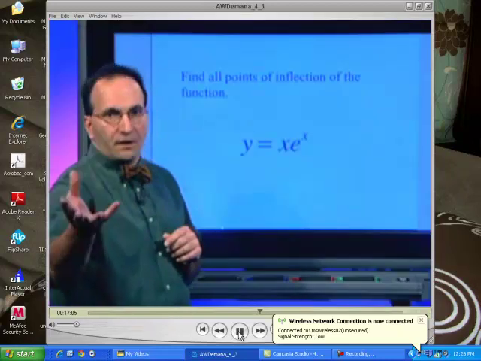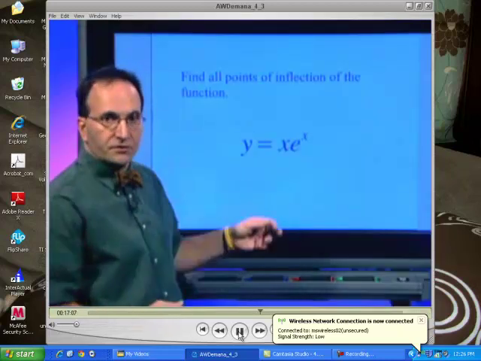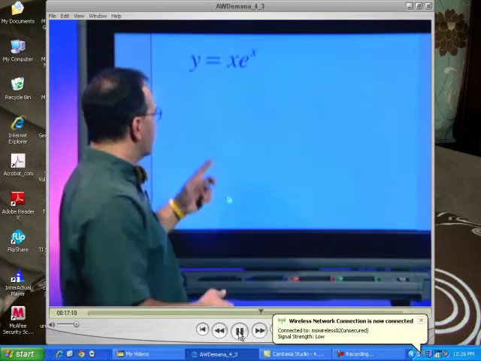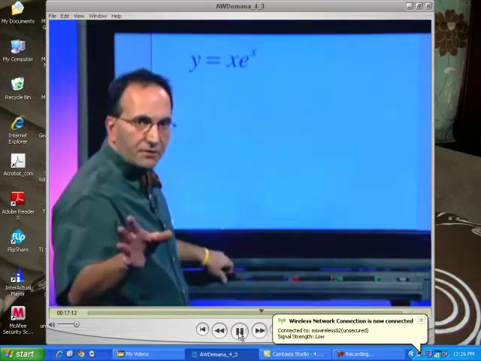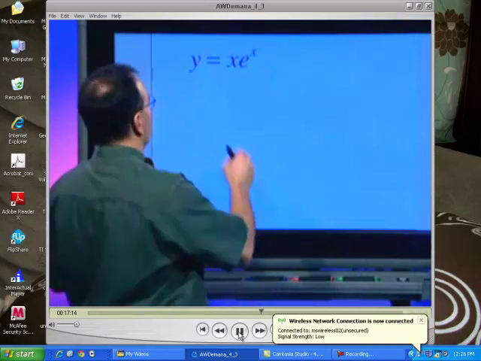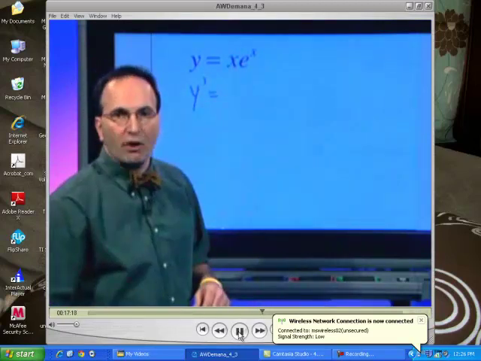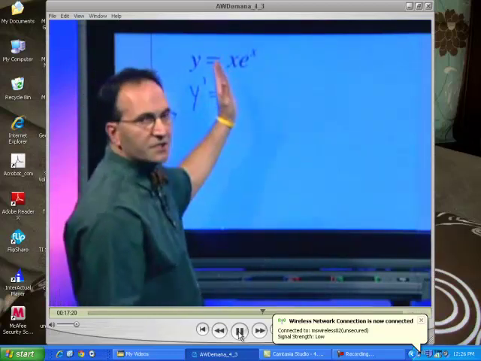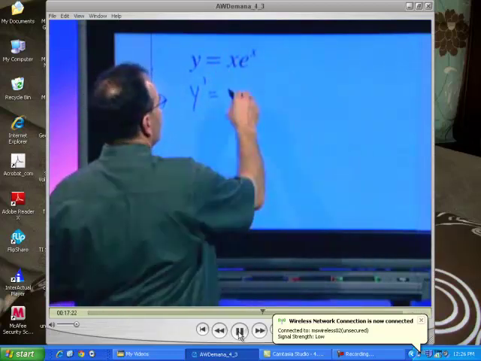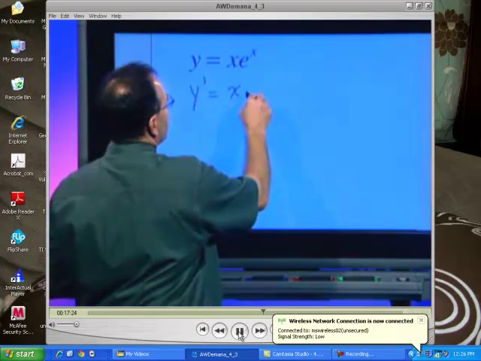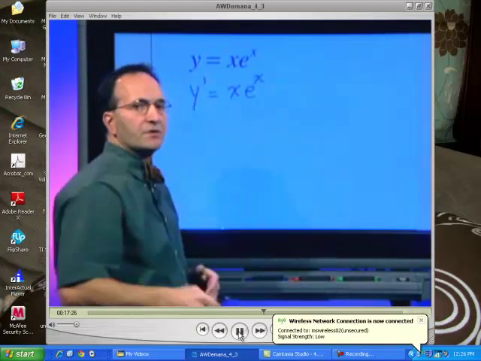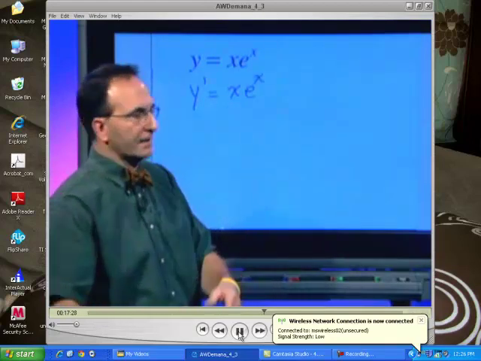To do this, of course, we need to take the first derivative, and let's do that. And after we do the first derivative, we'll find the second derivative. So in this case, y prime, we have to use the product rule because it's a function x times e to the x. So it's the first times the derivative of the second, and remember the derivative of e to the x is e to the x.